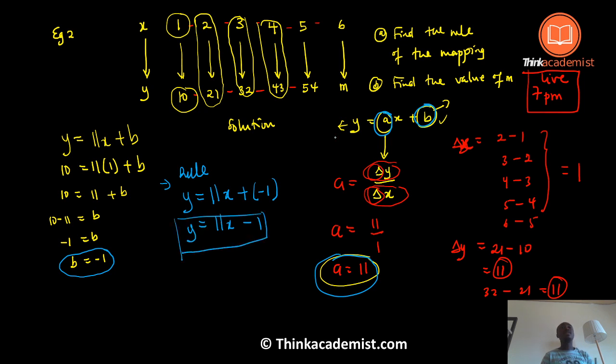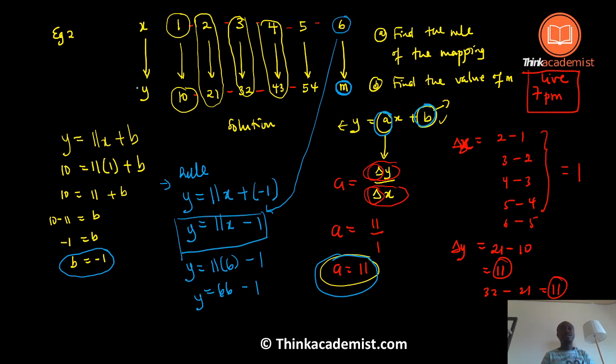How is the rule important? The rule is important to help us find m, okay? So in so doing, to help us find m, all we need to do is to take the x value of m, and fix it into this mapping. So it basically means wherever we see x, we are going to fix in 6. So y will be equal to 11 into bracket 6 minus 1. And this is going to give us 66 minus 1.